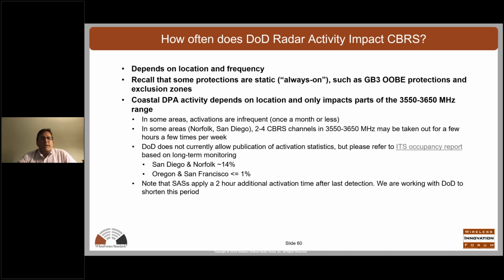but the government itself did a channel occupancy study in 4 places. They looked at the CBRS band 3550 to 3650 and looked at the activity of DoD radar in the San Diego and Norfolk area, and also off the coast of Oregon and San Francisco. San Diego and Norfolk are very heavily utilized Navy bases, and what they saw was an overall rate of about 14% occupancy by the DoD radars. Whereas Oregon and San Francisco are not near active Navy bases, and the activity there on a long-term average was less than or around 1%.